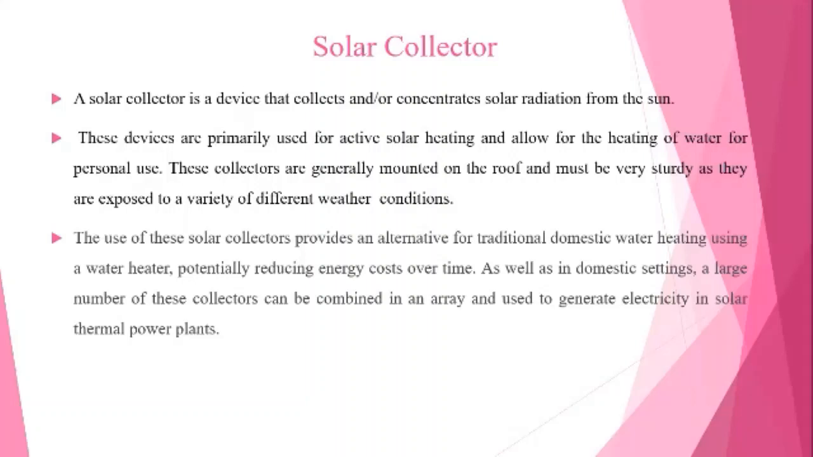The surface of the collector is designed for high absorption and low emission. These devices are primarily used for active solar heating and allow for the heating of water for personal use. These collectors are generally mounted on the roof and must be very sturdy as they are exposed to a variety of different weather conditions. So these solar collectors are generally mounted on the roof.